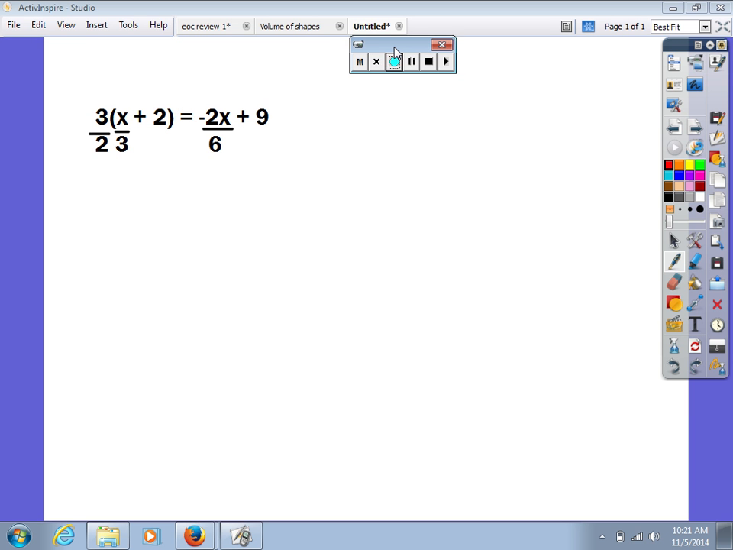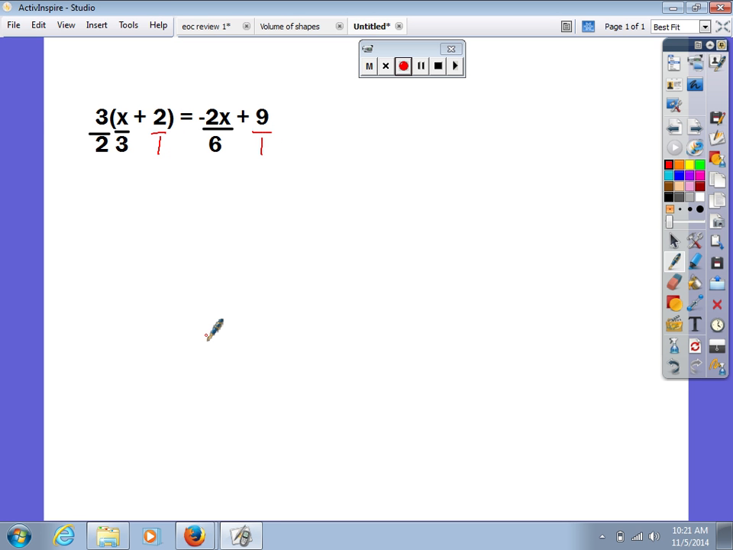What is our first step that we need to do in order to solve this equation? We have to distribute, right? Now, before we distribute, what's a wise thing to do though before we distribute? Yes, put everything over 1. So if it doesn't have a denominator that we can see, we're going to put it over 1.